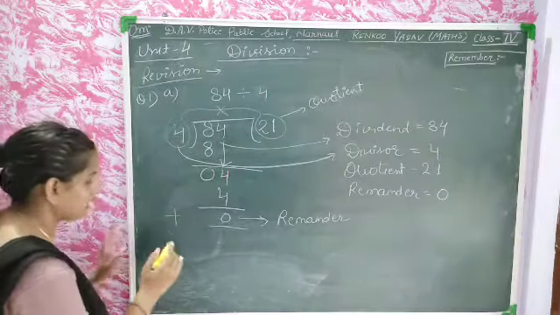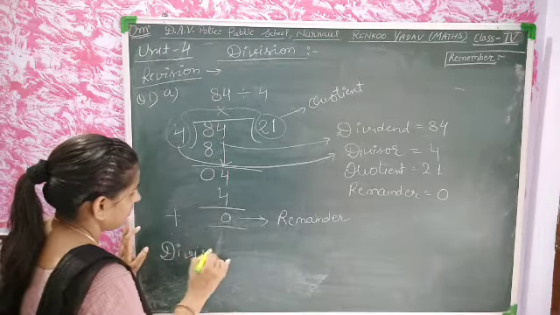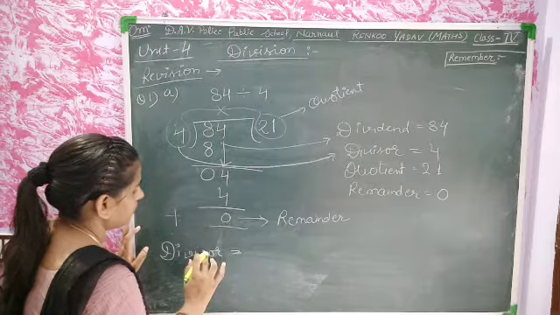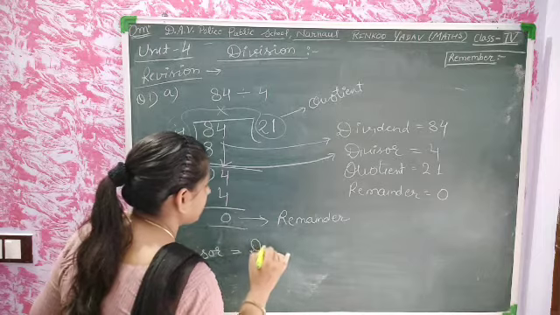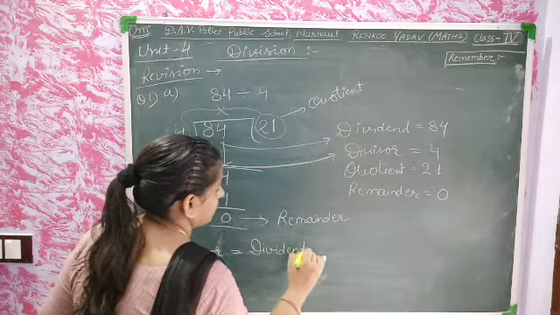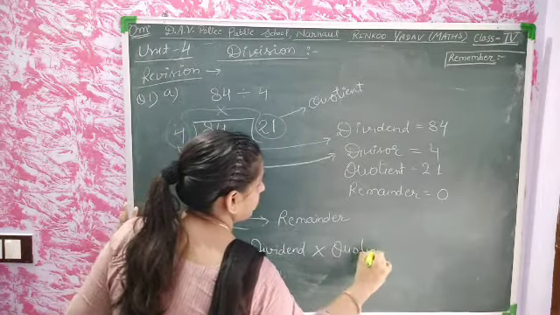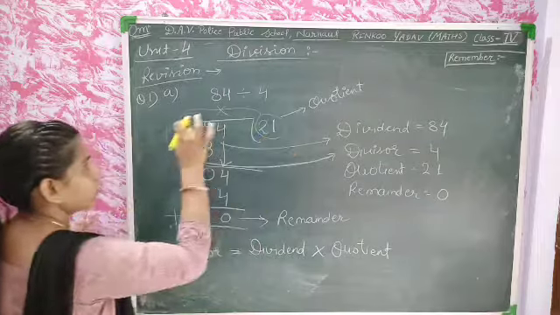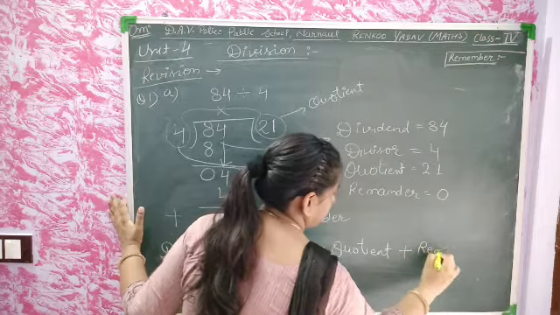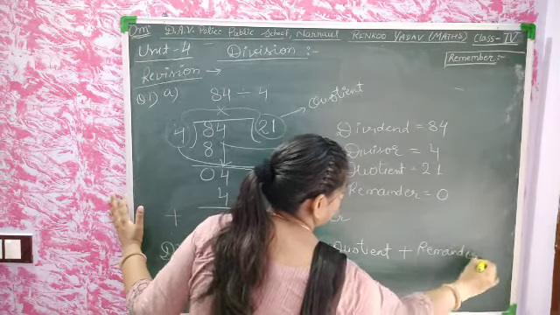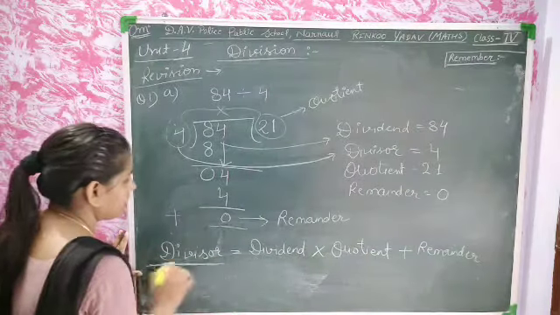Let's see there. Dividend is equal to divisor multiplied by quotient, both are multiplied, and then added to the remainder, plus remainder. We will get this as the dividend.